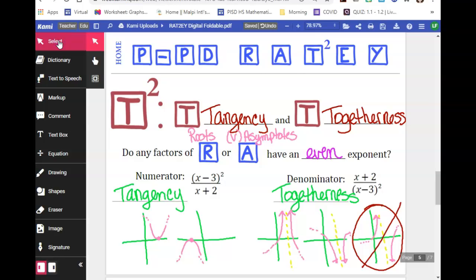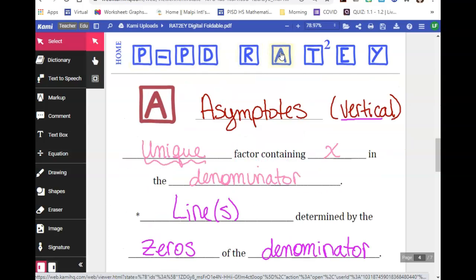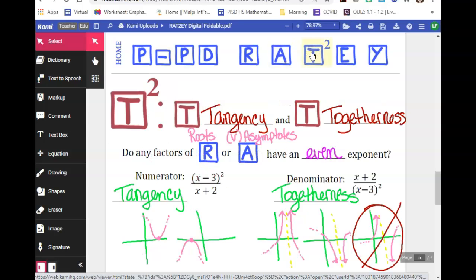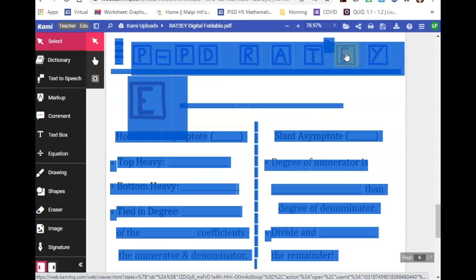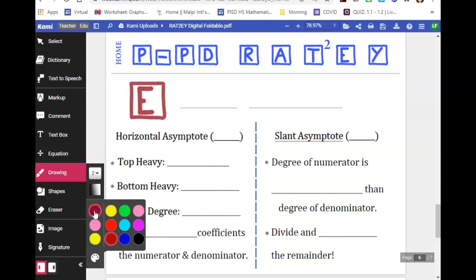So let's review real quick. Our point discontinuity, we know how to find that. Our roots, vertical asymptotes, tangency and togetherness, and now, oh, what happened? There we go. I don't even know what I did, but here we are at end behavior. Okay, E is for end behavior.